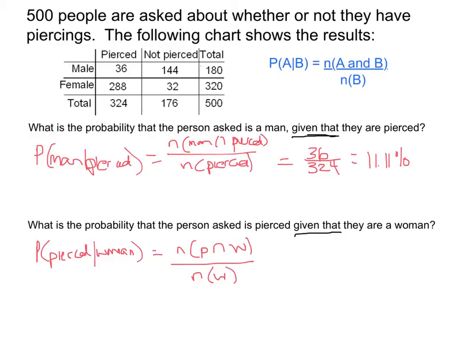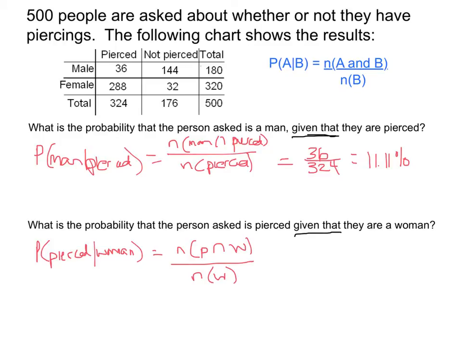So this problem asks us to find the probability that the person is pierced given that they are a woman, which means we already know that they are a woman. So as you can see, I have it set up. We have pierced and women, which is going to be their intersection, divided by the number of women.